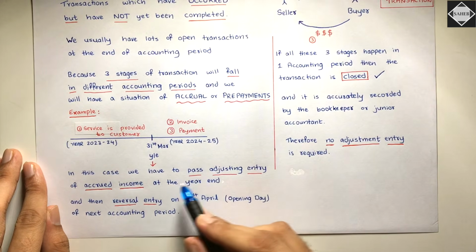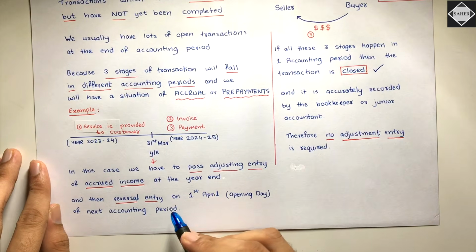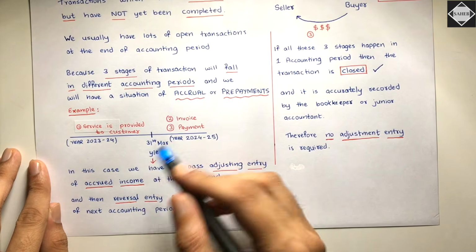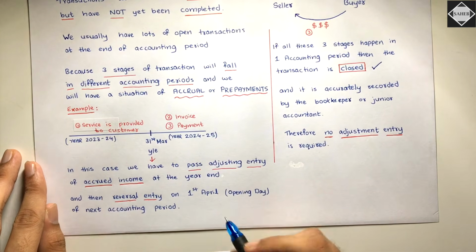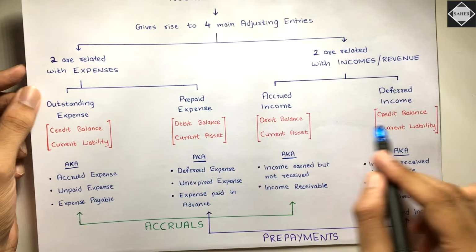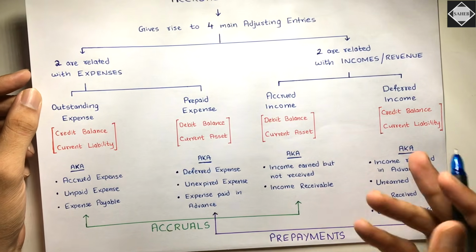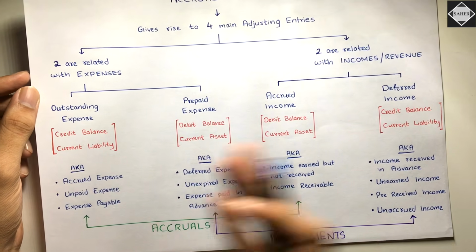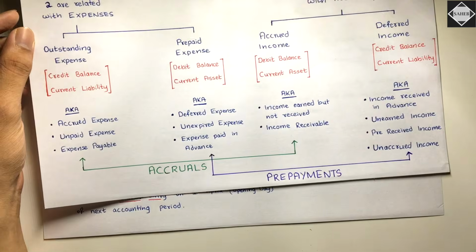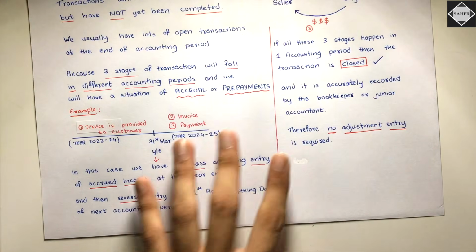In this case, we have to pass adjusting entry of accrued income at the year end, and then reversal entry on 1st of April. That's the first day of the next accounting period, right? That's what we have to do. So this is the case. Open transaction. In open transaction only, there will be what? Accrual and prepayments happening. In all of these cases, what will be happening is we'll be having open transaction, and they happen at the year end only, at the end of accounting period. Is that clear? So this case was accrued income. Fine. So that's all regarding open transaction.